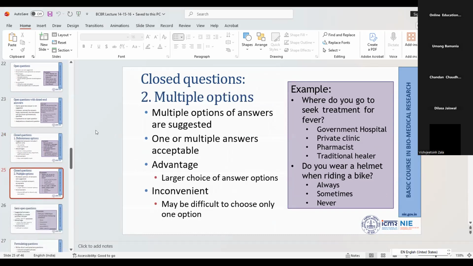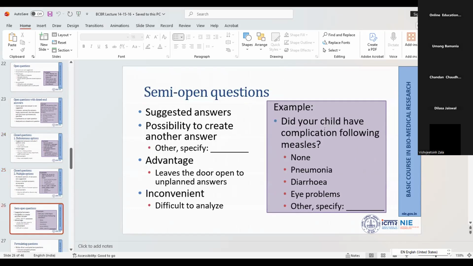The next close question type is the multiple choice question. Here we allow multiple options of answer and suggest multiple answers. So one or multiple answers are acceptable here. The advantage is a larger choice of answer options, and sometimes it is difficult to choose only one option. For example, where do you go for seeking treatment for fever? So these are the multiple answers. Sometimes it's difficult to choose only one answer.